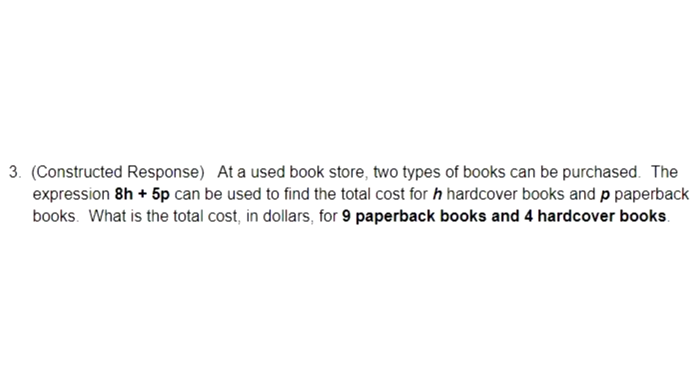Number 3 says, at a used bookstore, 2 types of books can be purchased. The expression 8h plus 5p can be used to find the total cost for H, hardcover books, and P, paperback books. What is the total cost in dollars for 9 paperback books and 4 hardcover books?